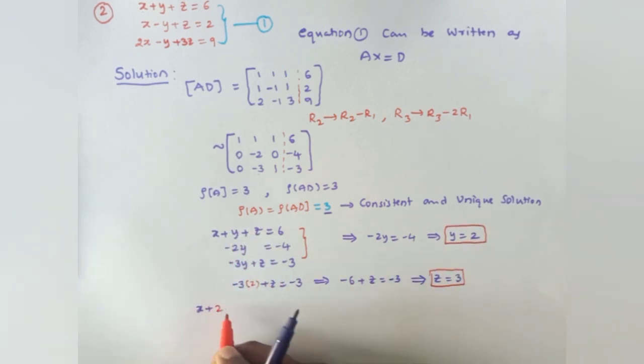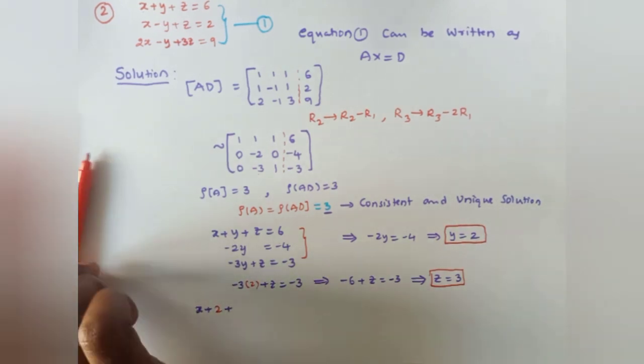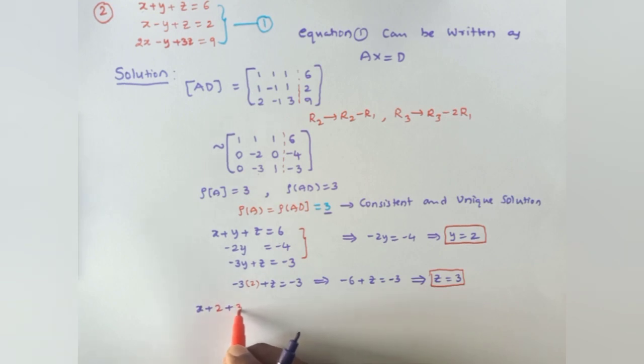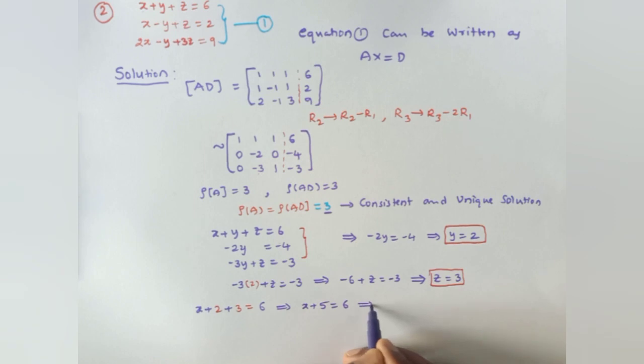This is 2, plus the value of z is 3, which is equal to 6. This implies x plus 2 plus 3 is 5, which is equal to 6. That implies x equals 6 minus 5, that is 1.